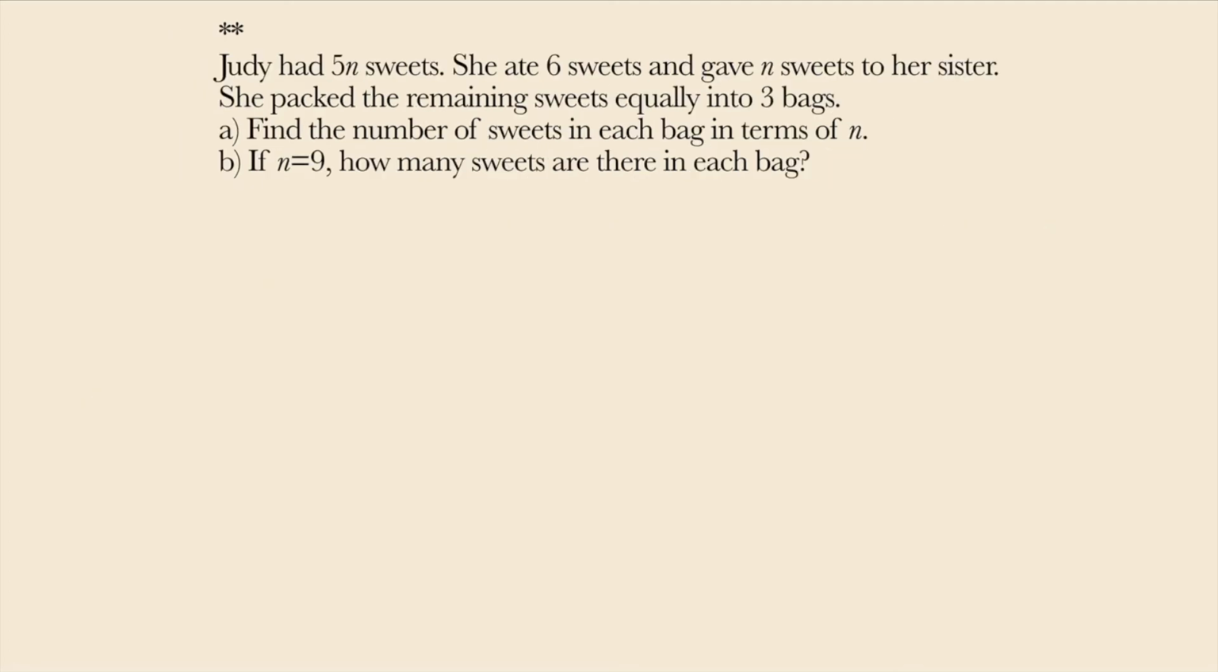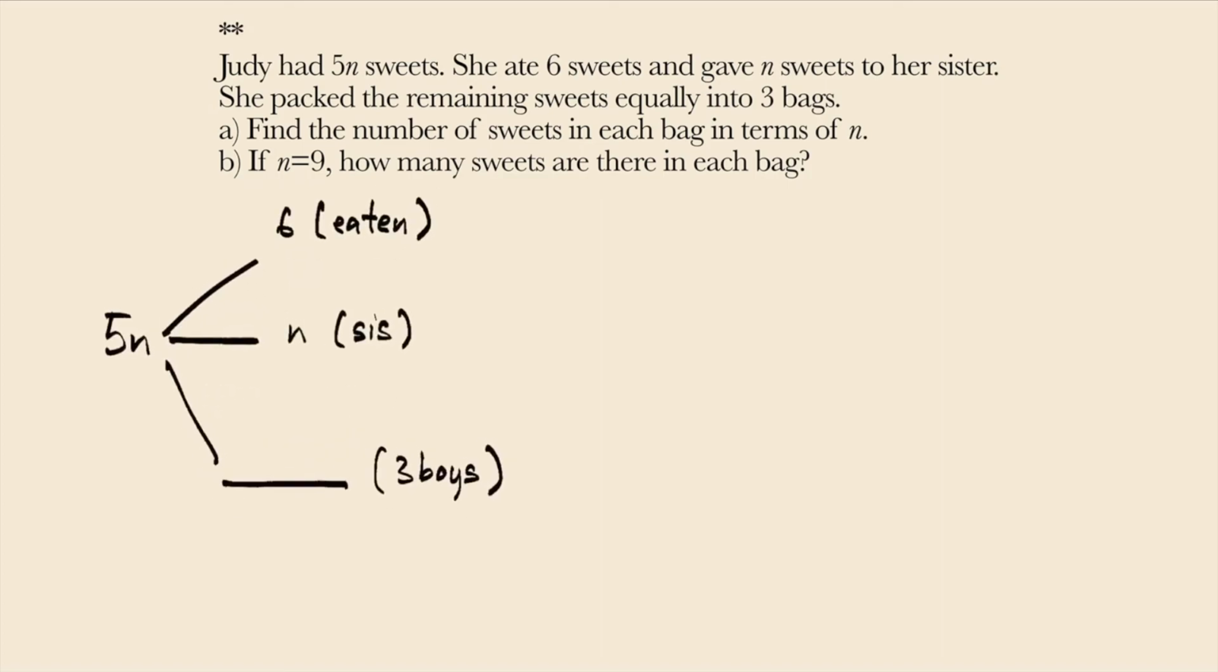Judy had 5N sweets. She ate 6 of them and gave N sweets to her sister. Looks like subtraction and subtraction. Then she packed the remaining into 3. That's a division by 3. So to model this, 6 were eaten, N given to sister. So that's 5N minus 6 minus N. So that's 4N minus 6, which we can put in that blank over there.